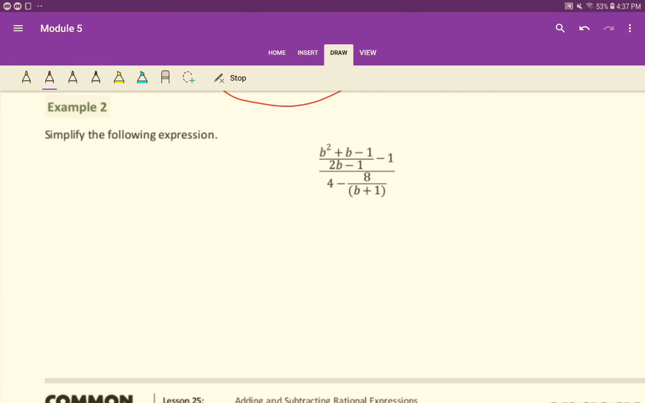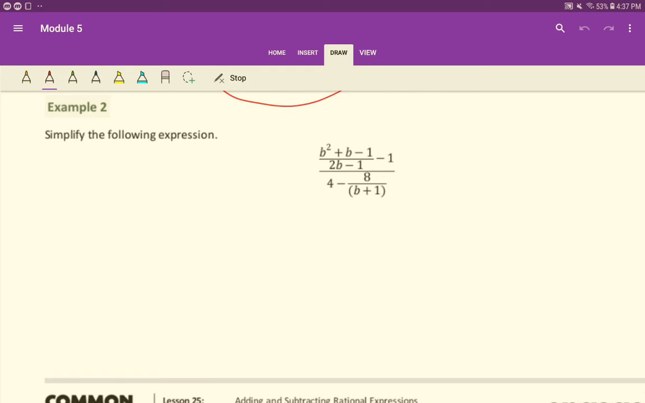Hello everyone, and welcome back to those of you that are brave enough to tackle this monstrosity of a problem here. So this is very doable with what we've already seen. It just looks really bad, right? So let's kind of break this up into pieces.